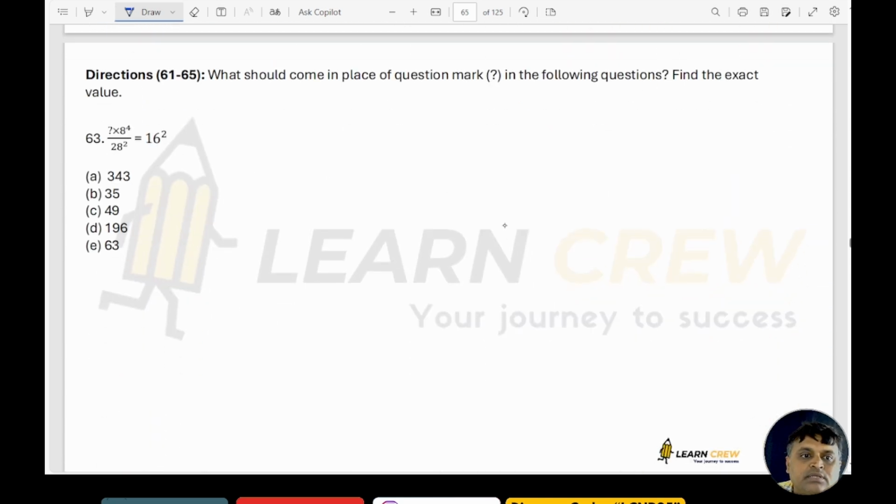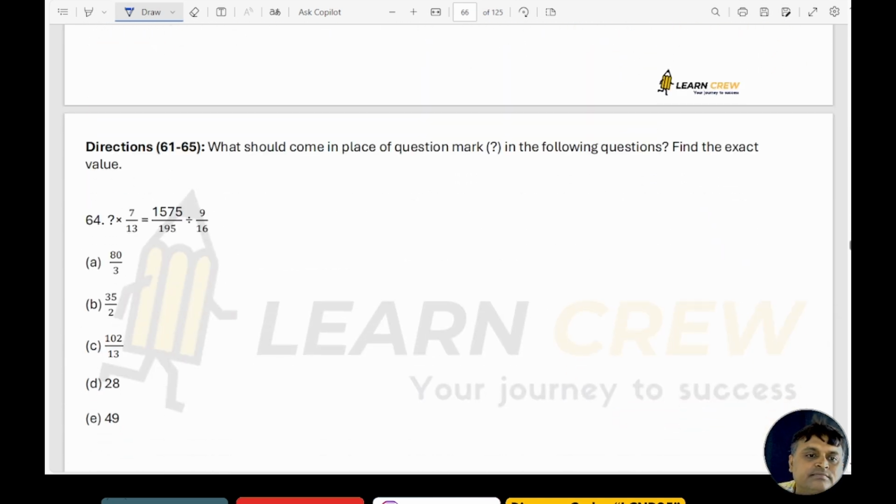Next, 8 power 4. 8 power 4. So if you see here, the question mark would be 16 square into 28 square by 8 power 4. If you simplify this, here 7 square into 4 square will be there. So if I simplify this, I will get 49. So answer is 49.